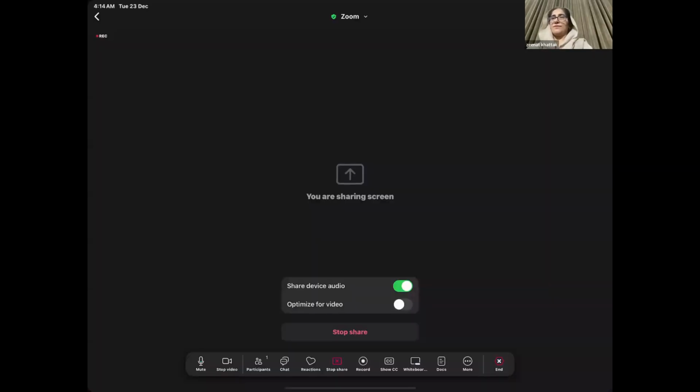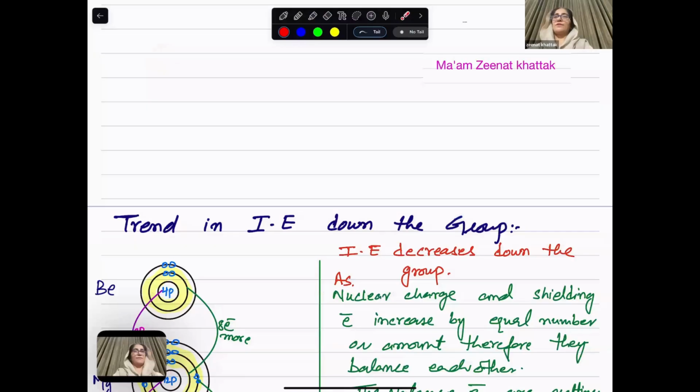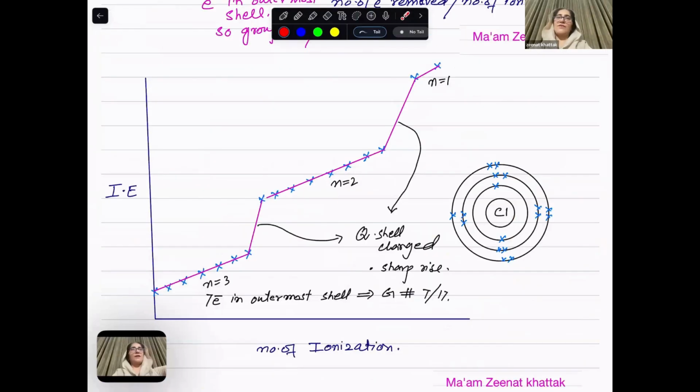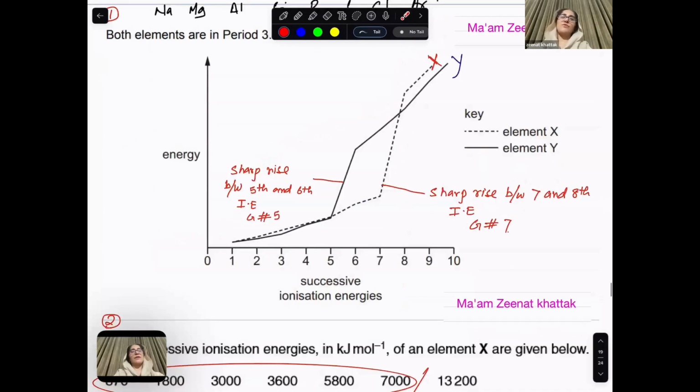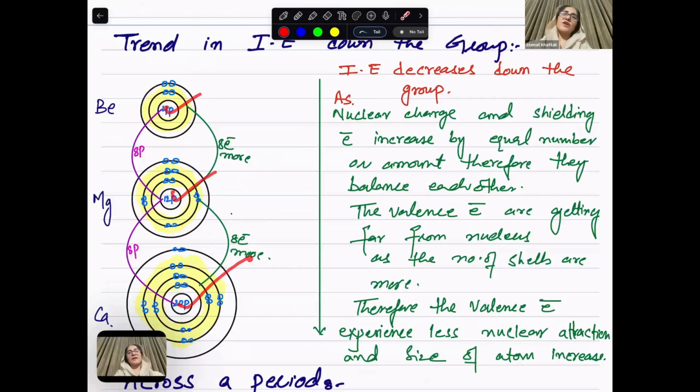Yes. Now, look. After 7 electrons, there is a sharp rise for chlorine. 1, 2, 3, 4, 5, 6, 7. The 8th electron is from the next shell. And down the group, what is happening? Size is getting large, nuclear attraction decreases. So to take out an electron, you need less energy, less energy.